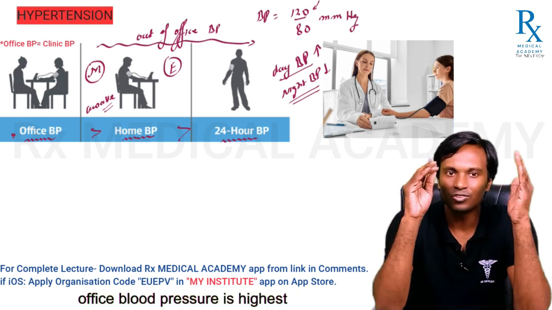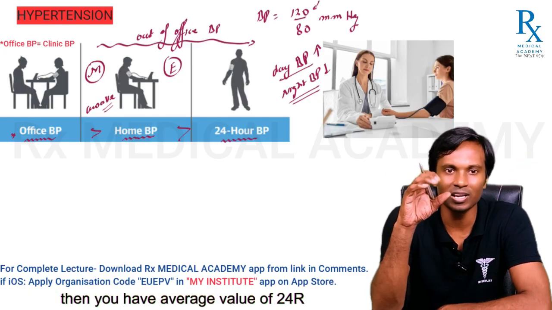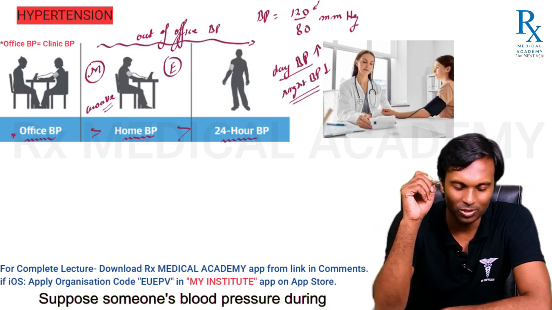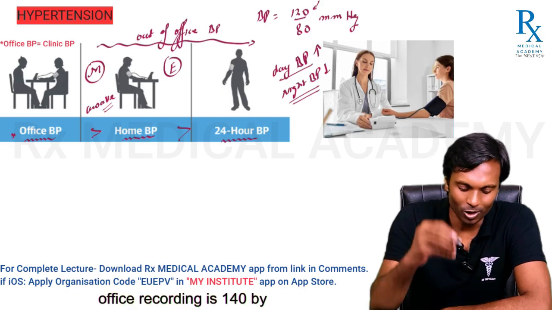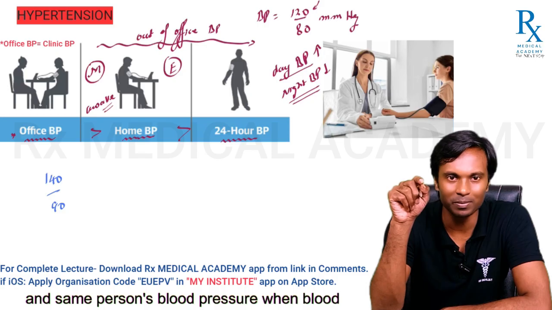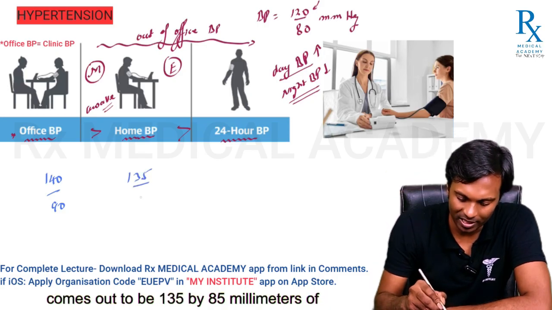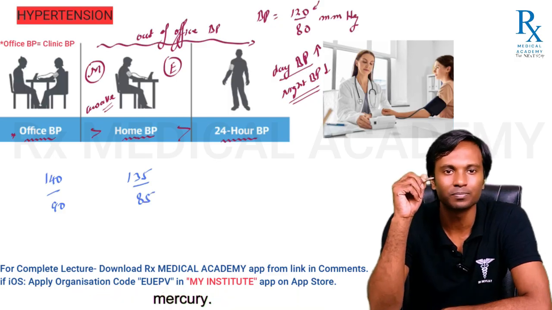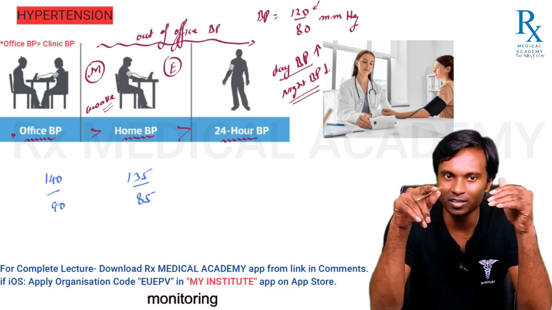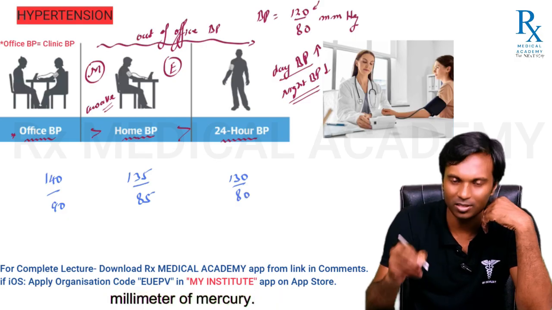Try to understand, office blood pressure is highest and then you have home blood pressure and then you have the average value of 24-hour ambulatory blood pressure. Suppose someone's blood pressure during office recording is 140 by 90 and the same person's blood pressure when recorded at home comes out to be 135 by 85 millimeters of mercury. The same person's blood pressure during 24-hour ambulatory blood pressure monitoring comes out to be an average of 130 by 80 millimeters of mercury.